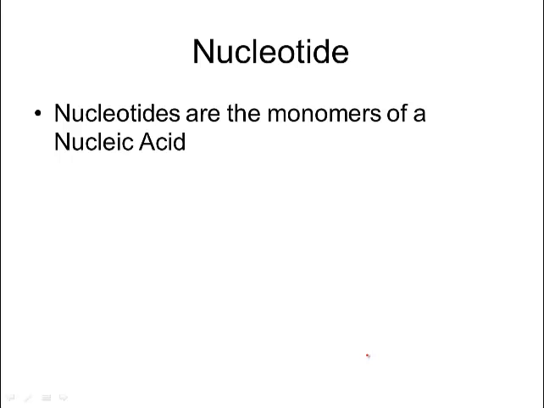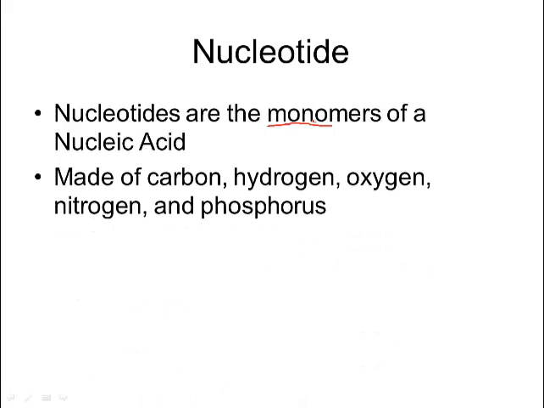So let's start by reviewing what a nucleotide is. Remember that nucleotides are the monomers of a nucleic acid. So remember, mono means one. So these are the basic subunits that a nucleic acid is going to be made of. All nucleotides contain carbon, hydrogen, oxygen, nitrogen, and phosphorus. So all of those five different elements are going to be used when making a nucleotide.